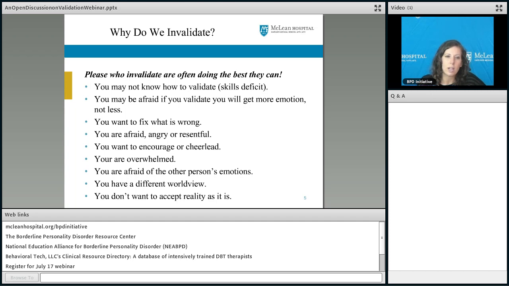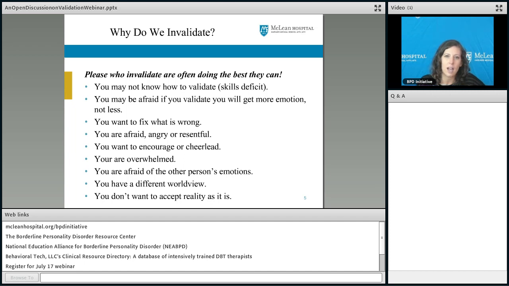Many people are often afraid that if they validate a very strong emotion, they will get more of that emotion, essentially making it worse. This is often not the case. However, using validation when people are extremely dysregulated often is not the correct tool in that moment. We often invalidate when we want to fix things, right?